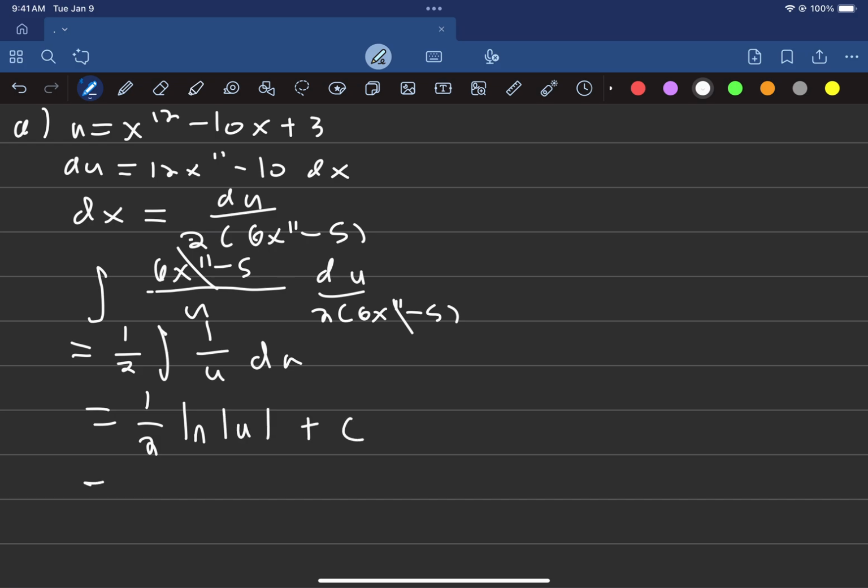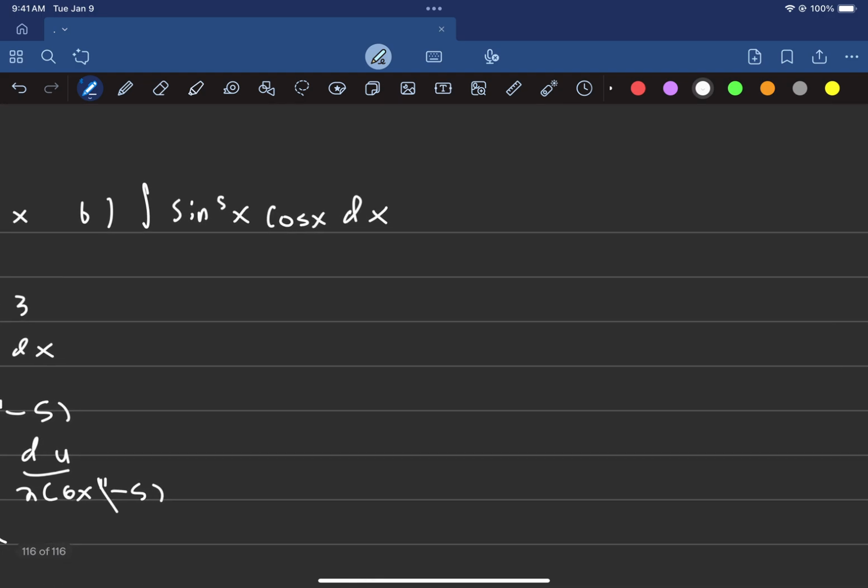And then let's plug in our u back in. So it'll be 1/2 ln, the absolute value of x to the power of 12 minus 10x plus 3, plus c. Okay, that's this first one.